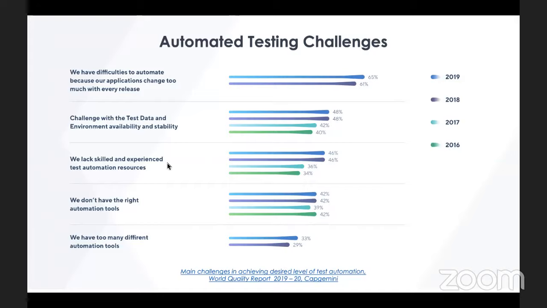So I think this is a very good chance for you to learn the trends and the news about automation testing in specific, and about quality in general. This is the main challenge in test automation that I extracted from the report. They mention that the number one challenge of test automation is difficulty to automate, because our application changes too much with every release.